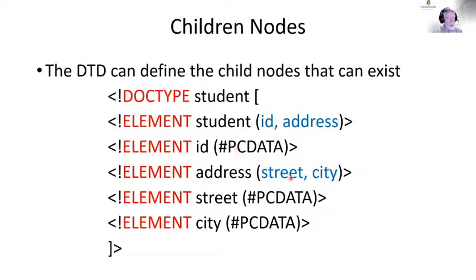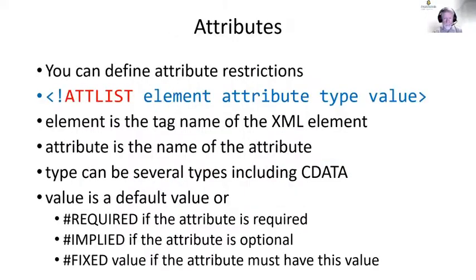So this defines a structure. In other words, there's a student element, which is the root element. And inside student elements, there are ID elements and address elements. And inside the address, there are streets and cities. And there shouldn't be anything else.